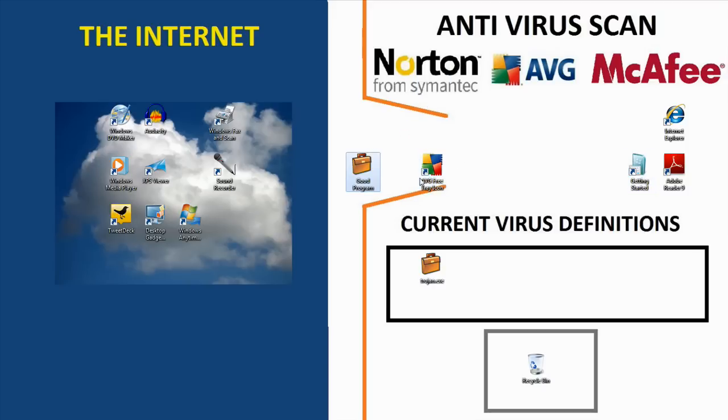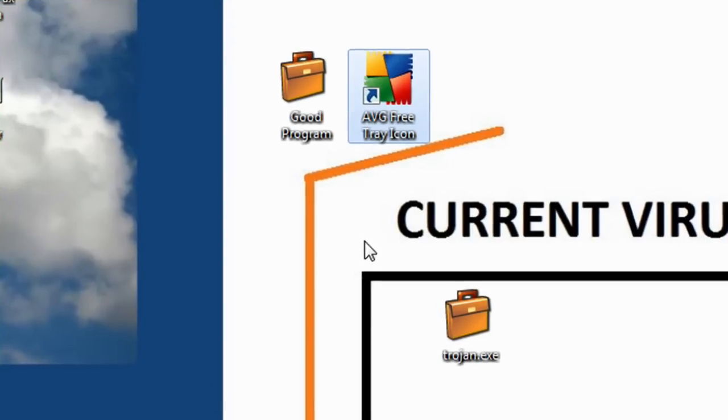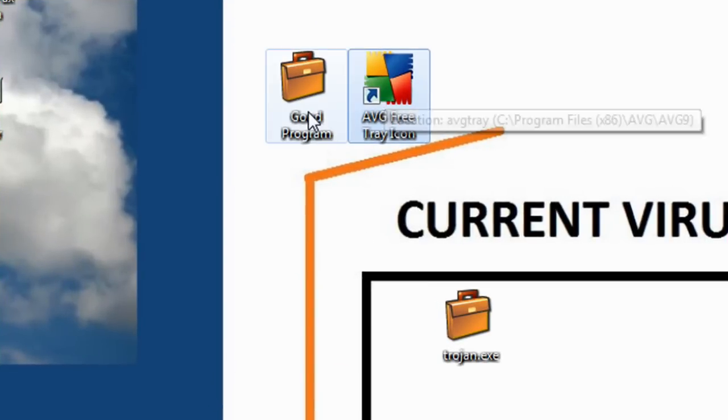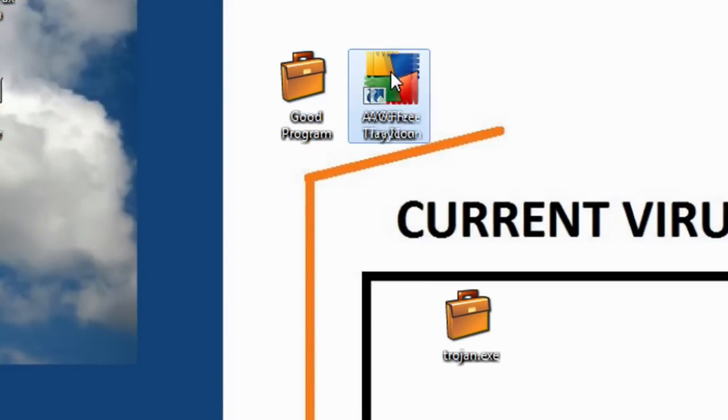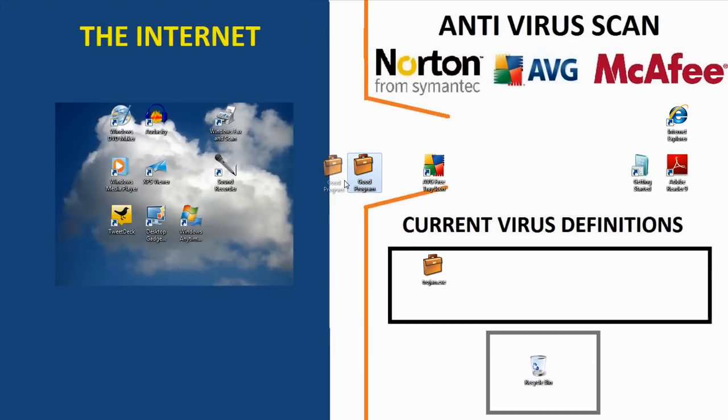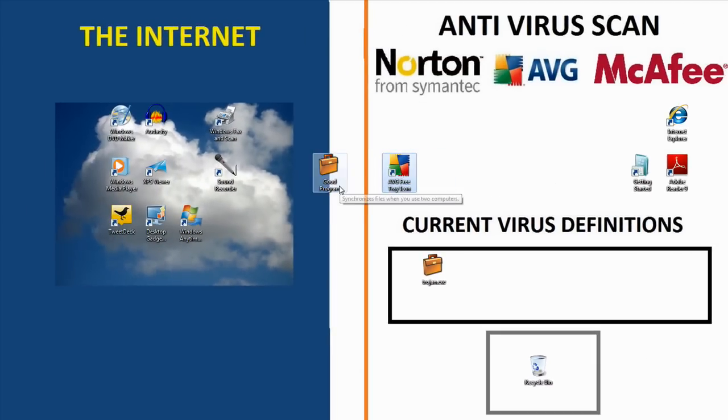Okay, I will. AVG says, stop, who goes there? The icon says, I'm a good program, let me pass. AVG checks its definitions, and surely enough, this is a virus. It is disguised as a program, but it's really a Trojan, so it's a virus. So what AVG does, it closes the gate. Yes, AVG says, you may not pass. And AVG zaps it and quarantines it to its vault. And the vault is being represented by the recycle bin. And the gate is open again.